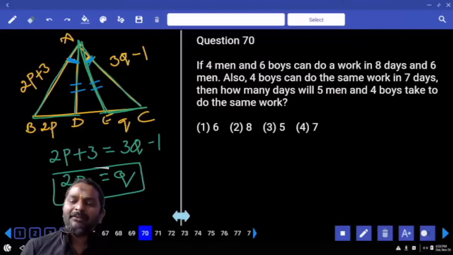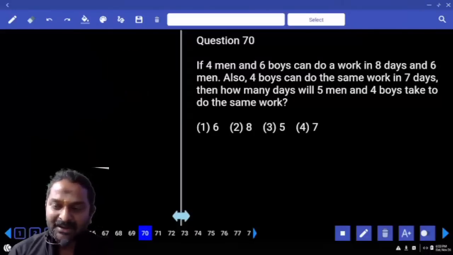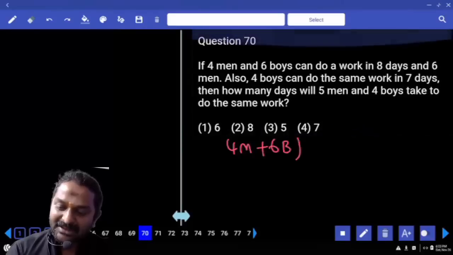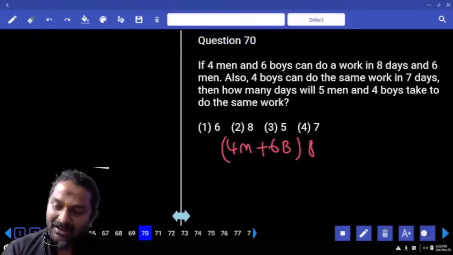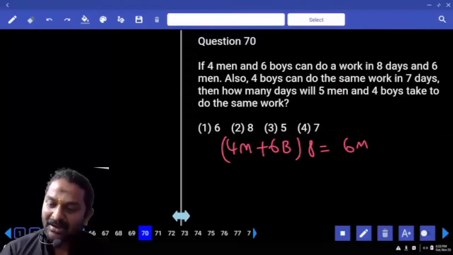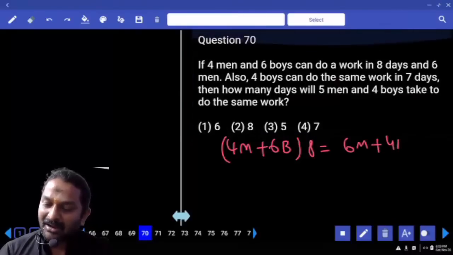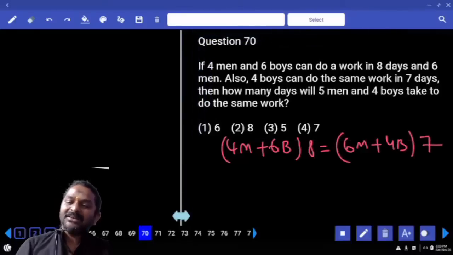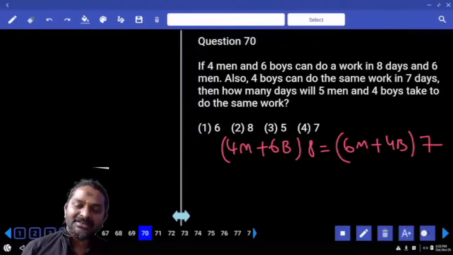If 4 men and 6 boys can complete a work in 8 days, 6 men and 4 boys can complete the work in 7 days. In how many days can 5 men and 4 boys do the work?